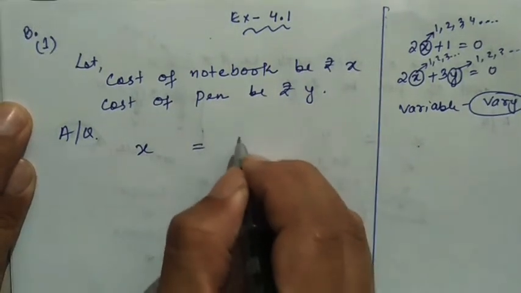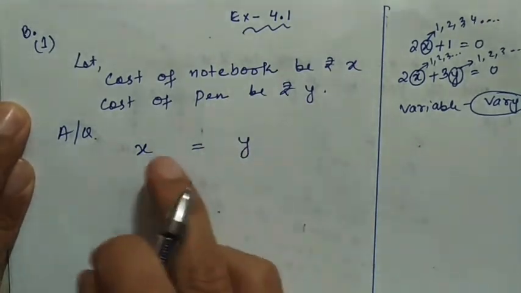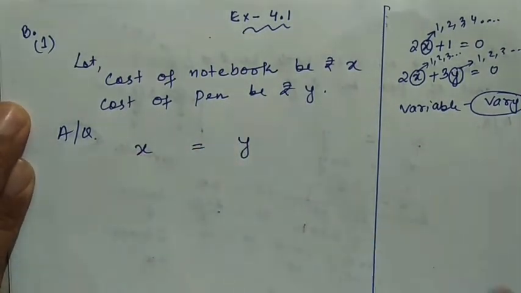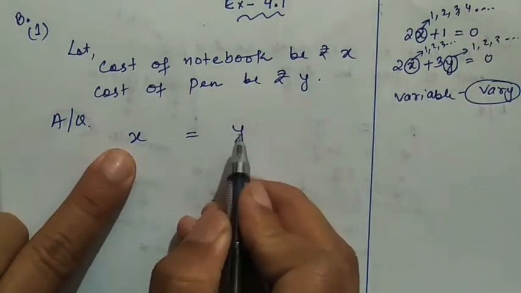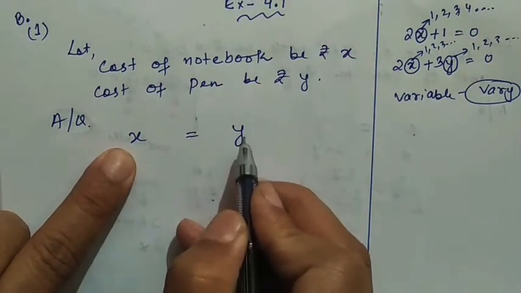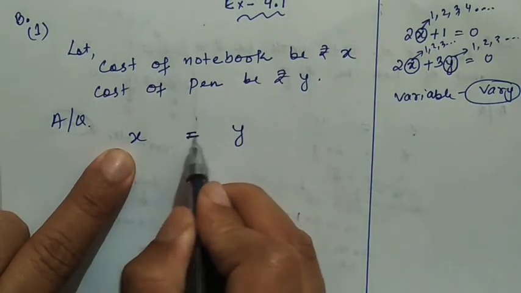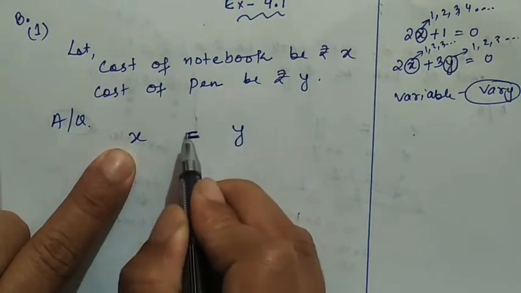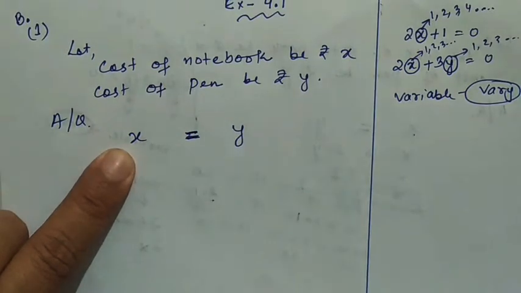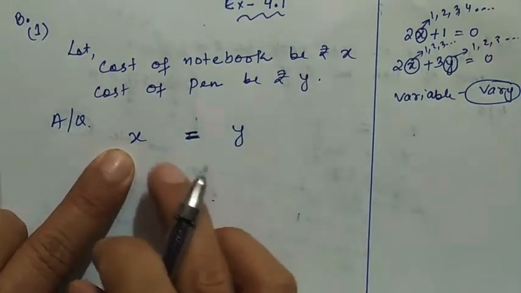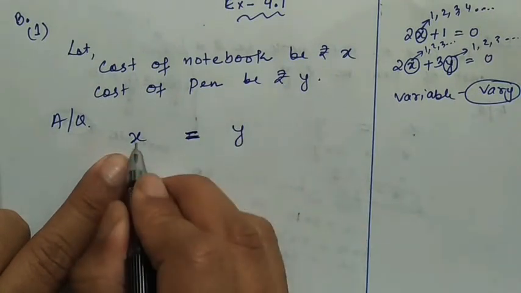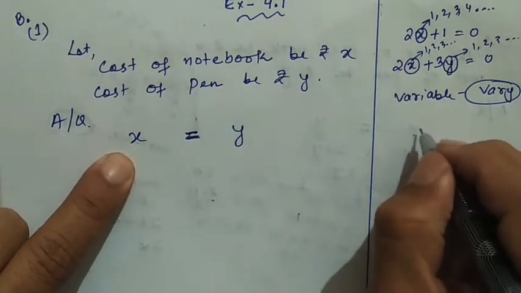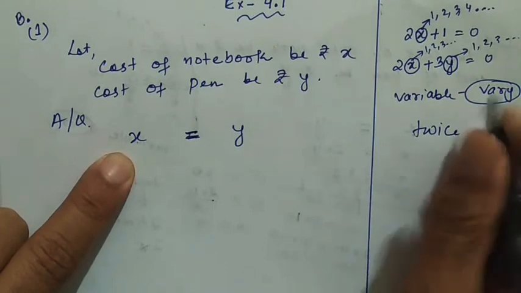x equal to y. If I make it like this, is it true? No, because x and y are not equal. The price of the notebook and the price of the pen are not equal. So we have to put something to make the equation balance. According to the question, the cost of notebook is more by 2 times.